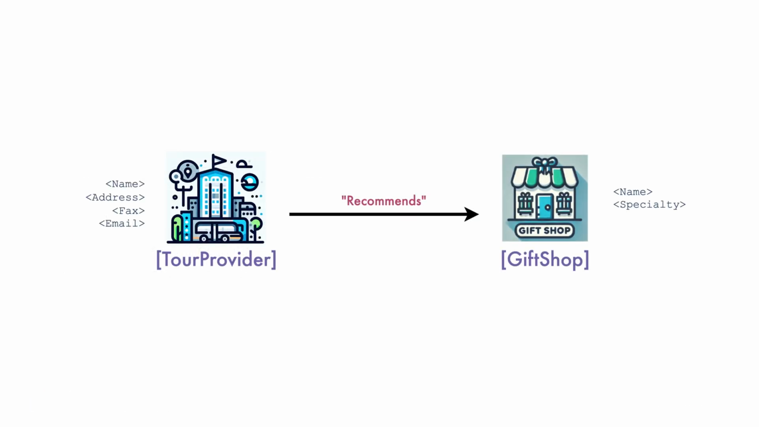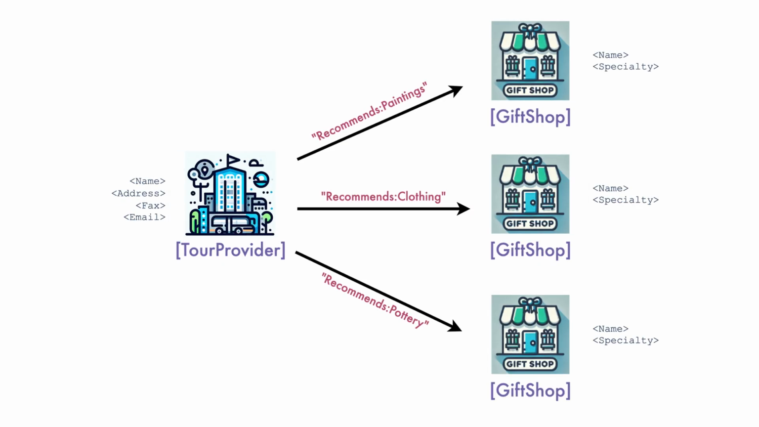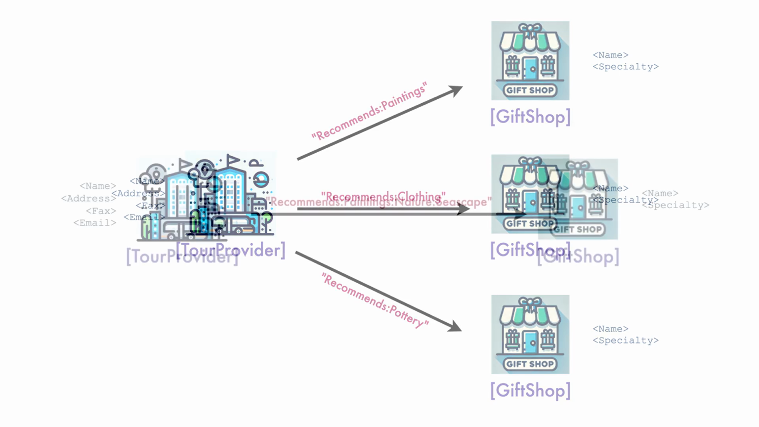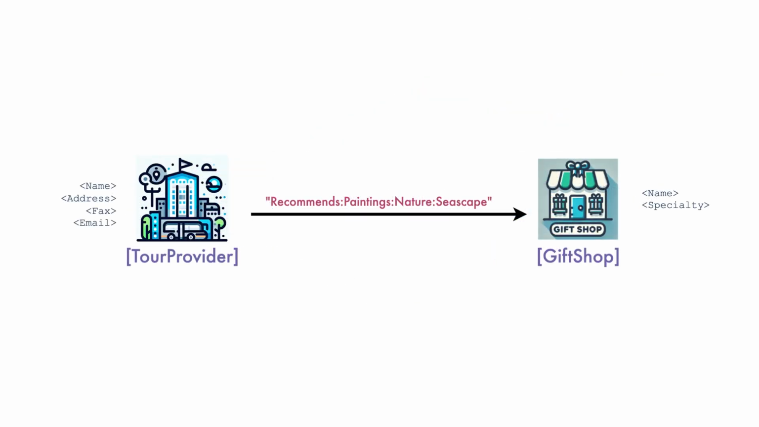Here's an example of a named connection. A tour provider is recommending a gift shop. Named connections can have hierarchies, as shown here. In this example, the recommendations are broken down into smaller, more fine-grained details. This makes searching large numbers of connections more efficient. Here's a very fine-grained example of a hierarchical named connection.